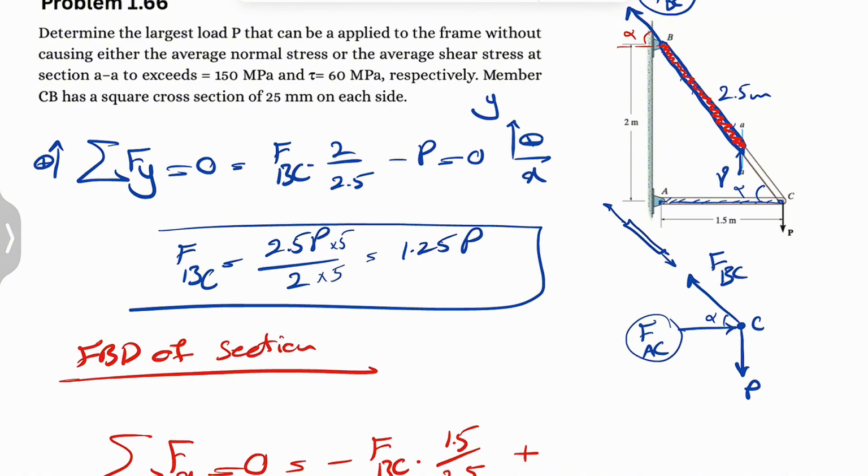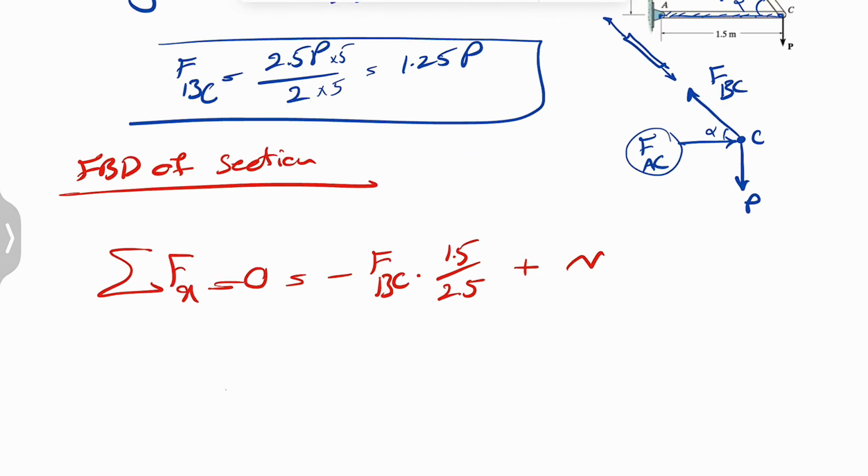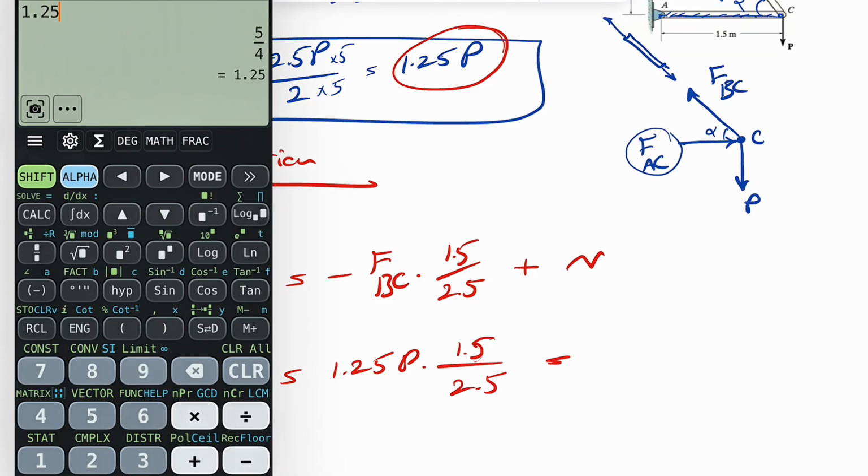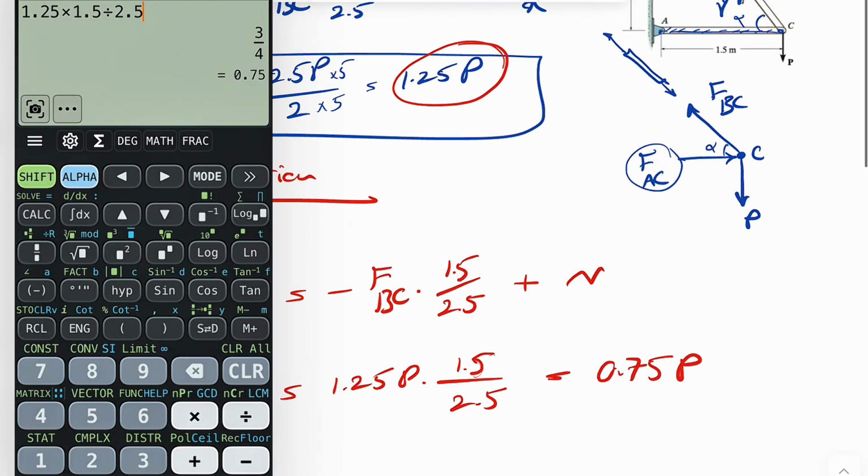I showed the normal force wrong. Our section is vertical, so the normal force has to be perpendicular to that. So this is our N, but the V is correct. So plus N, and basically here our N would be FBC, which we figured 1.25 P times 1.5 over 2.5, which will be 1.25 times 1.5 divided by 2.5. It's going to be 0.75.